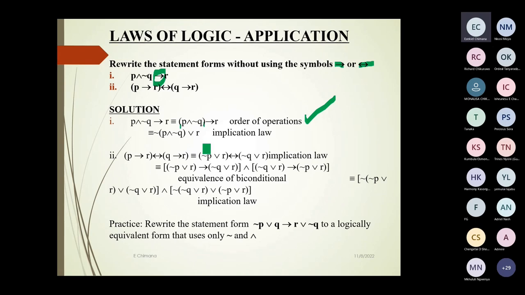So this is what we are going to have: the negation of this P or our Q. So this will be our P and this will be our Q. So you just negate P and then you put an or, and then you put your Q. So it will be the negation of P, or the negation of Q, and then you put an R.